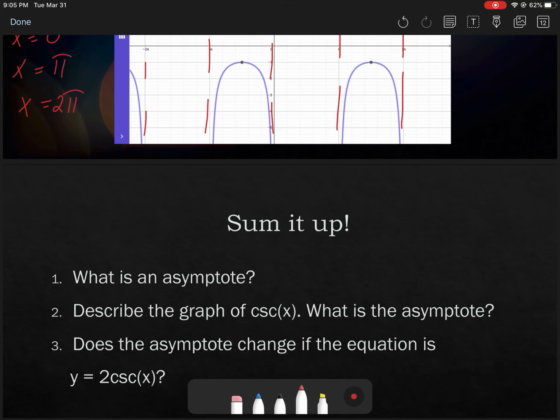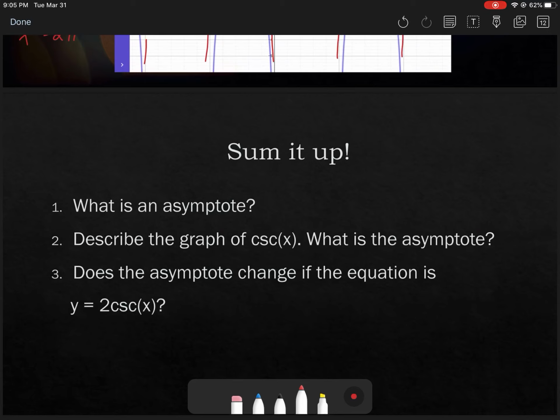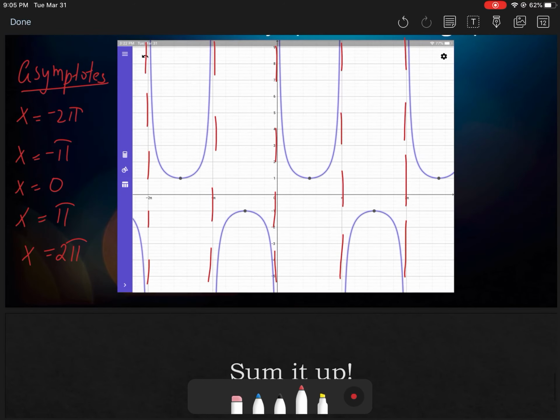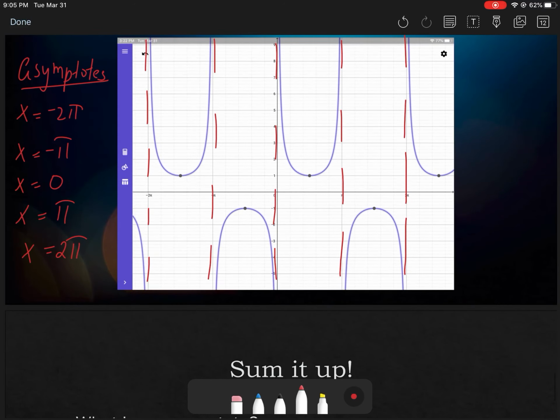Okay. So to sum it up, what is an asymptote? An asymptote is the line that the graph will be approaching. However, it will never intersect it because at that point the graph will be undefined. Describe the graph of the cosecant of x. What is the asymptote? So let's take a look. Which one is that one? Can we tell what that is? That is the cosecant of x.